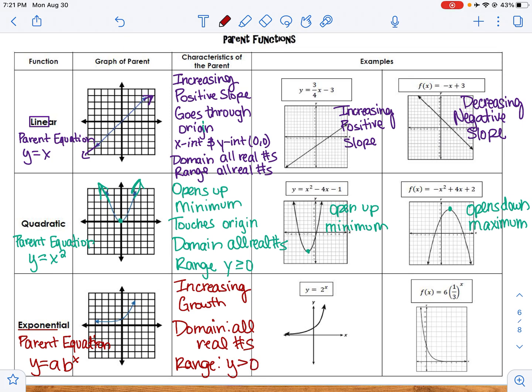So looking at our two examples, again we have growth and increasing. In the second one, we have what is known as exponential decay, which is decreasing.